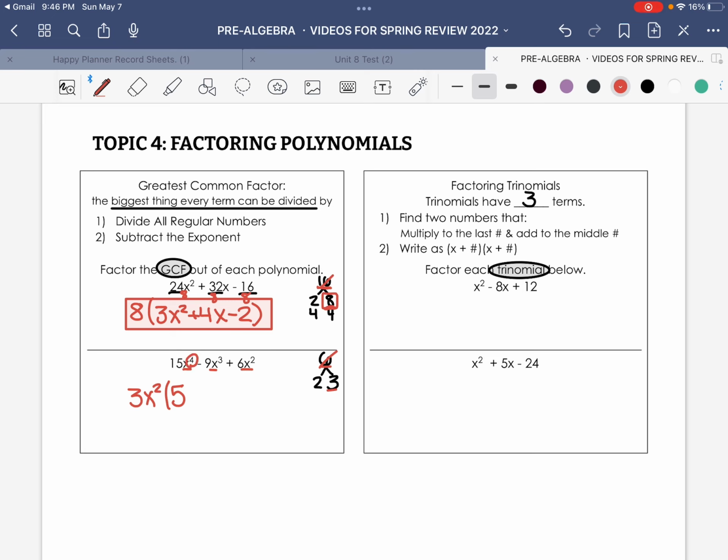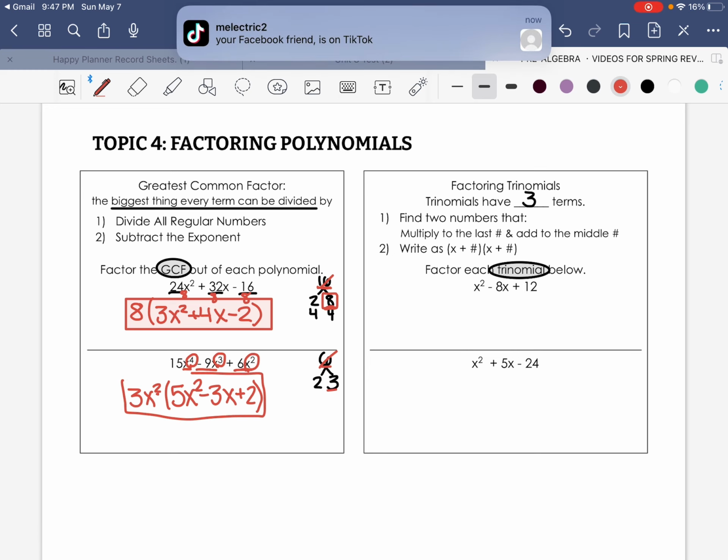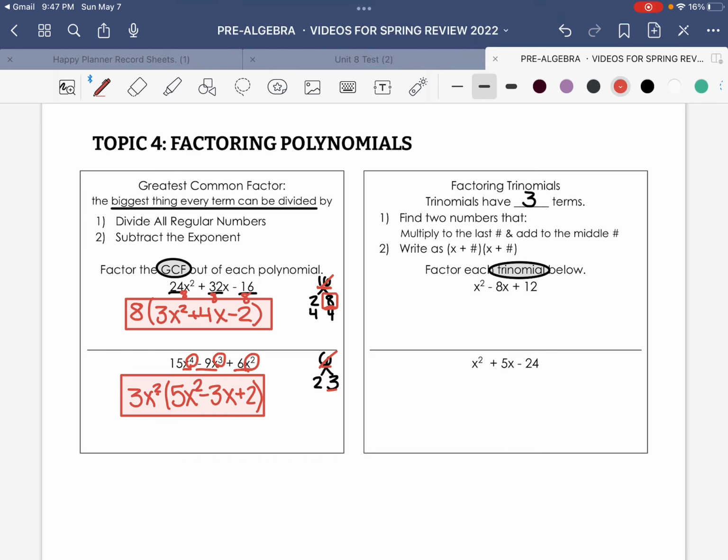And if I had 4 x's and I'm taking 2 out, I've only got 2 left. Then negative 9 divided by 3 is negative 3. I had 3 x's, I take out those 2, I only have 1 left. And then 6 divided by 3 is 2. And if I only had 2 x's and I'm taking both of them out, I don't have any left. The last thing in the parentheses should not have an x on it.